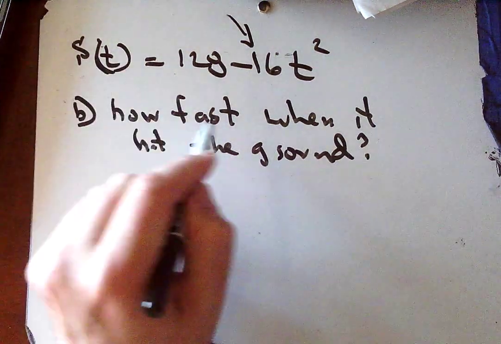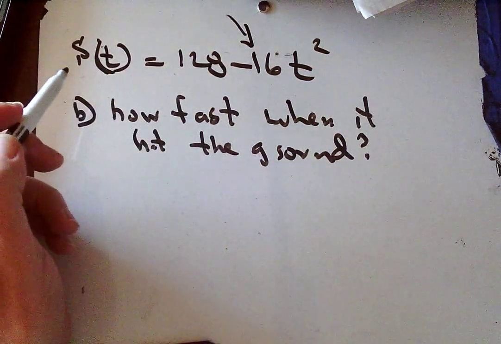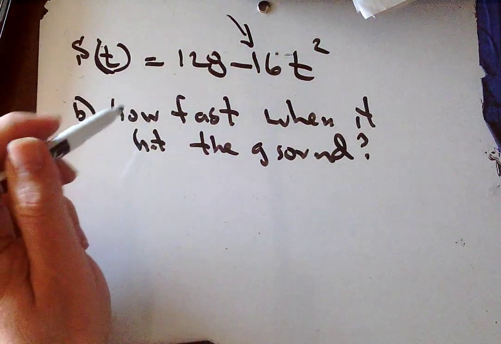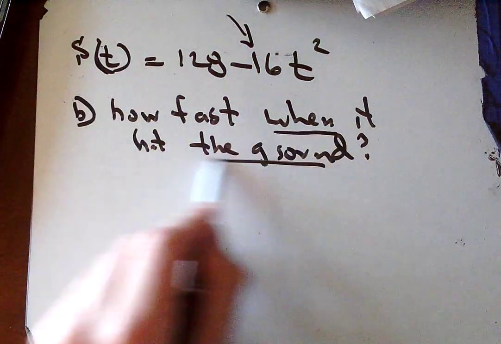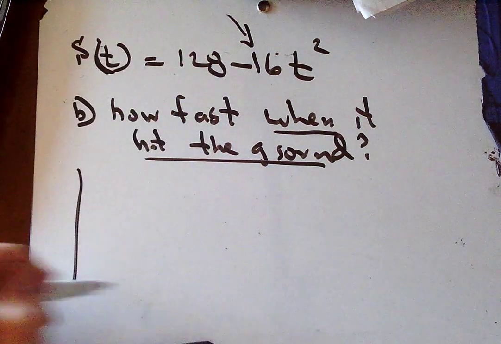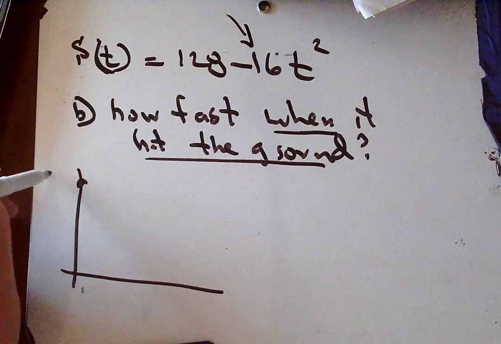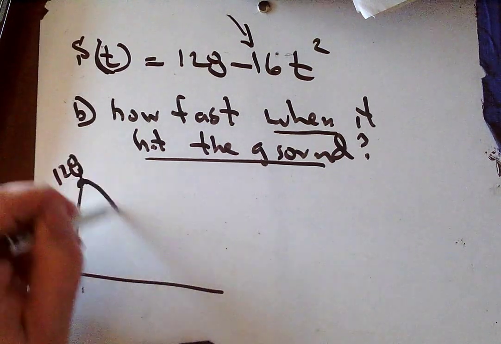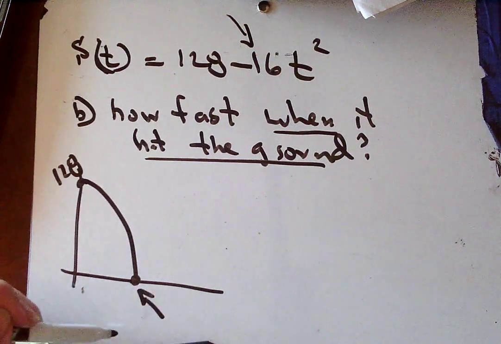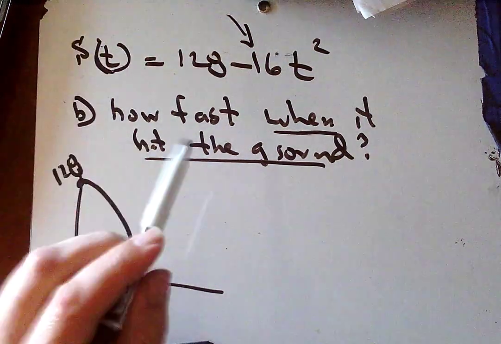I want to know the velocity, so I've got to take the derivative of this. But what number am I supposed to plug in? Because I don't yet know when this thing hit the ground. I do know that this is a parabola with an intercept of 128, and it goes down and hits the ground. Hey, that's the x, or in this case t, intercept.